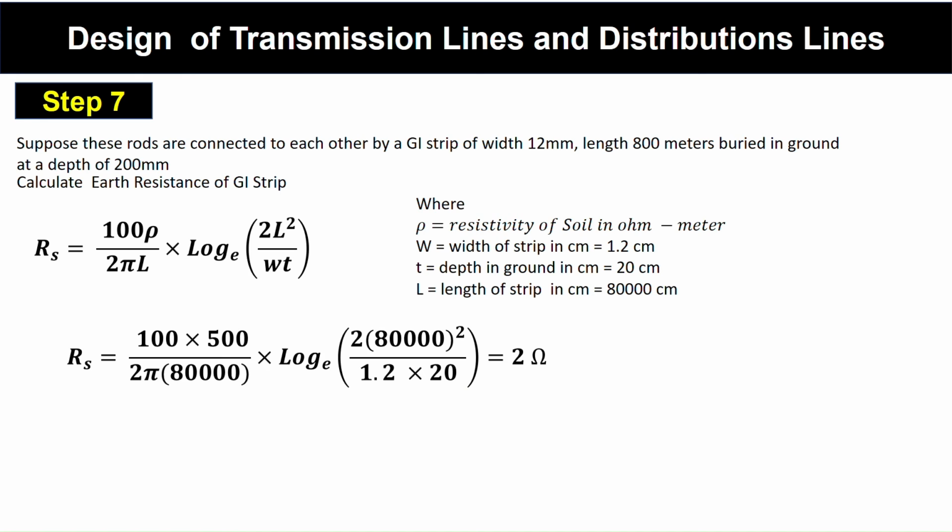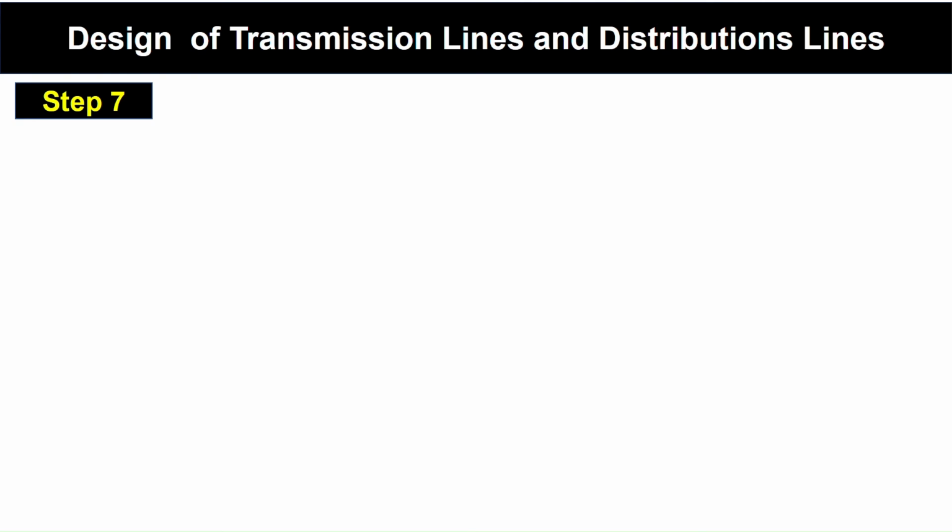Putting these values in this equation, Rs equals 500 divided by 2 pi into 80,000 into log of (2 into 80,000 square divided by 1.2 into 20). It becomes 2 ohm. This is the resistance of the strip only. This is not the whole resistance of the earthing configuration. This is the resistance of only the strip. Step 7, sorry, this is step 8 actually.